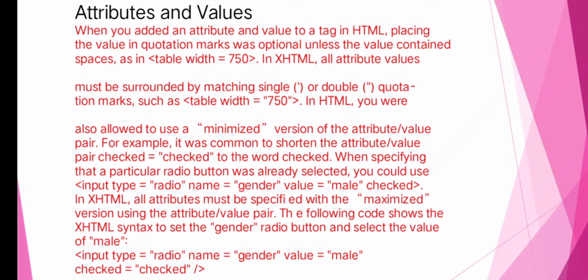When specifying that a particular radio button was already selected, you could use input type radio, name gender, value male, checked. In HTML, the following code shows the XHTML syntax to set the gender radio button and select the value of male: input type radio, name gender, value male, checked equals checked.